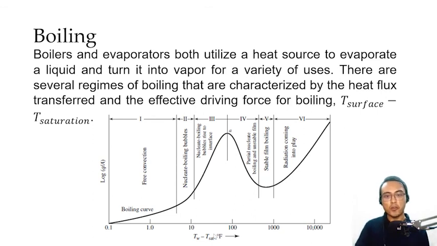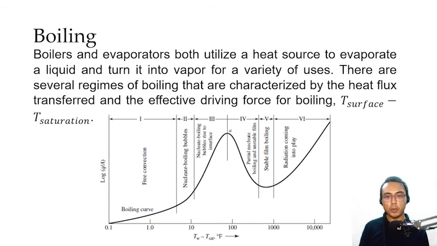And finally, as we further increase the difference in the temperature, we now enter the final regime in which radiation is now coming into play. If you take a look at the curve, the rate of heat transfer is now linearly increasing with respect to the increase in surface temperature. However, this now occurs at a temperature of 10,000 degrees Fahrenheit greater than that of the saturation temperature of the fluid. And for some instances, this is very impractical to pull off.